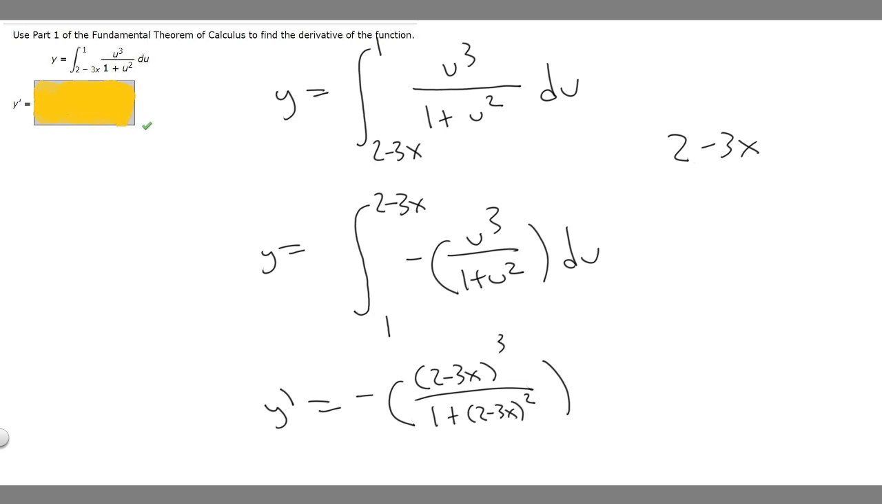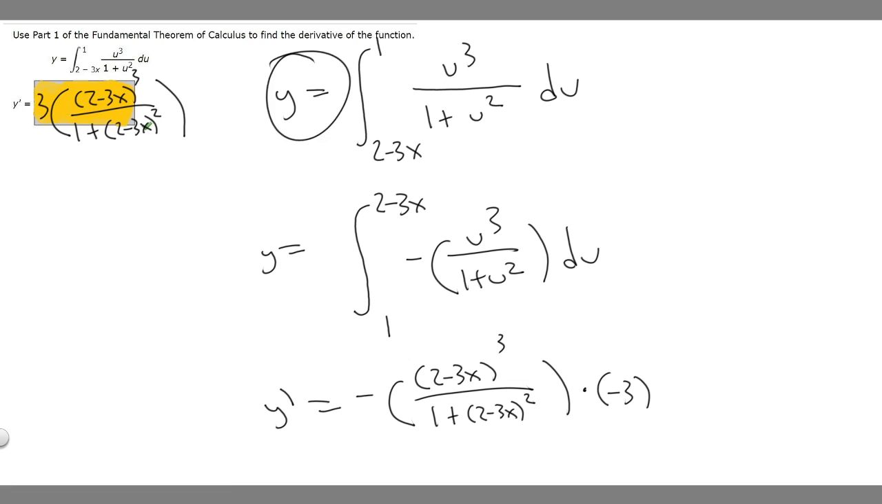So if we want to differentiate this, the 2 will become 0 because the derivative of a constant is 0. Derivative of minus 3x is just minus 3 because we're taking the derivative of a constant in front of a variable to the 1. So it's just going to become minus 3. So we multiply it by minus 3. And then since we're multiplying by minus 3, the minuses are going to cancel. So the answer to this is going to be 3 times 2 minus 3x cubed over 1 plus 2 minus 3x squared.